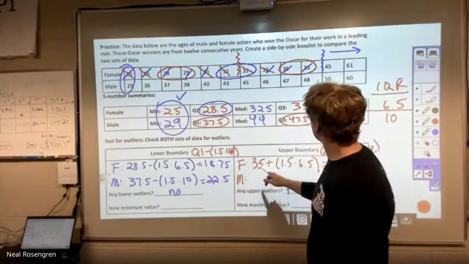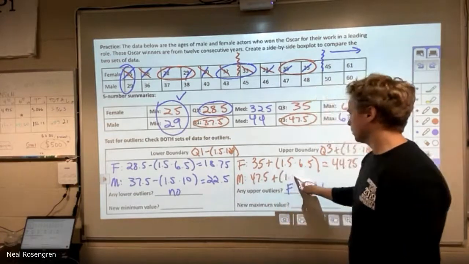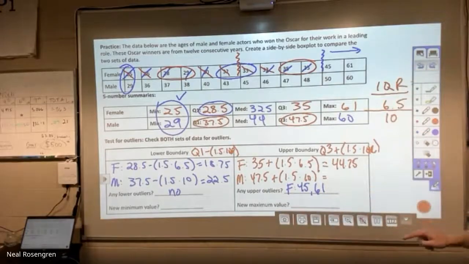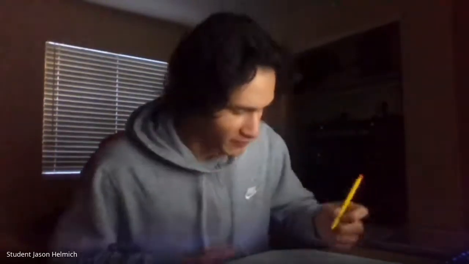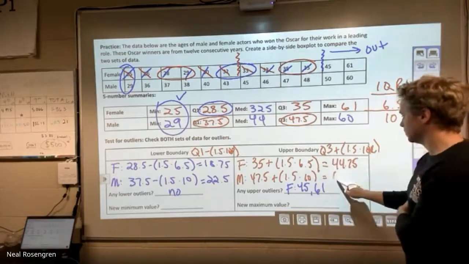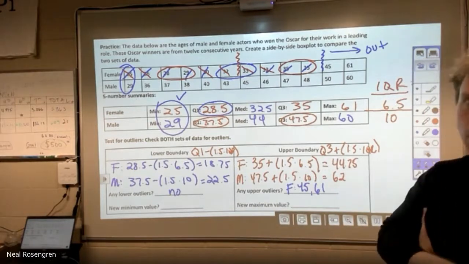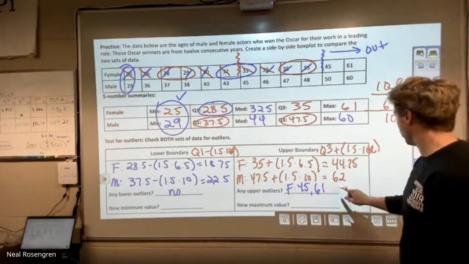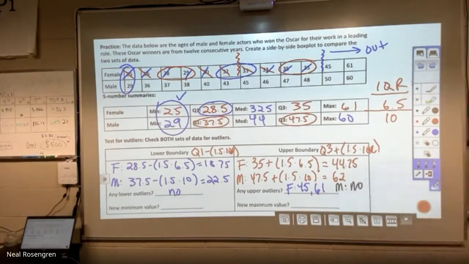So Q3, 47.5 plus 1.5 times 10, right? Because that was the IQR for the males. I got 62.5. Okay, do we have any male actors who are older than 62? No. So we're good. So for males, yeah, we do not have any outliers.